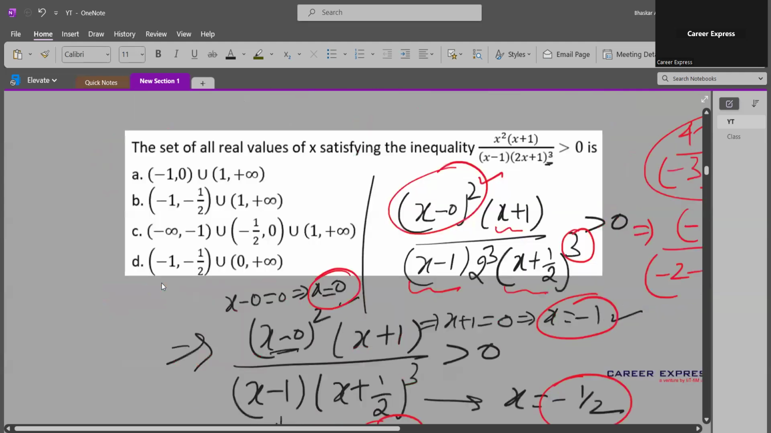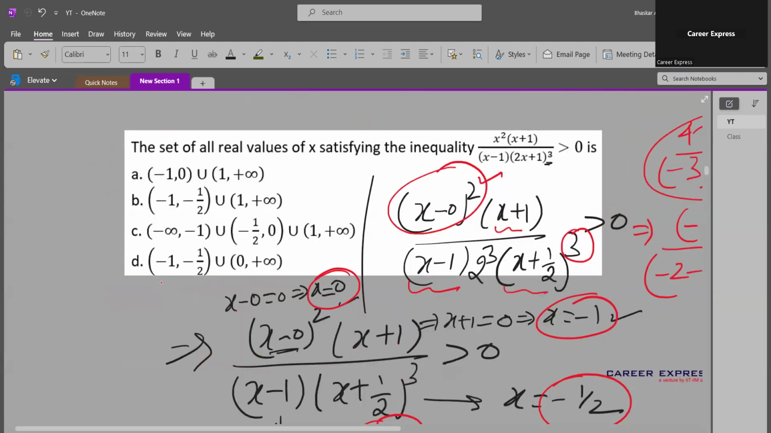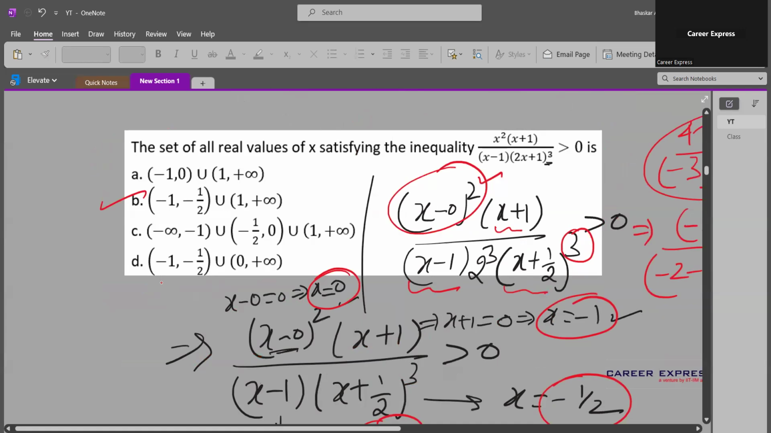If we have an option, minus 1 to minus half and 1 to infinity, then option B will be the answer.